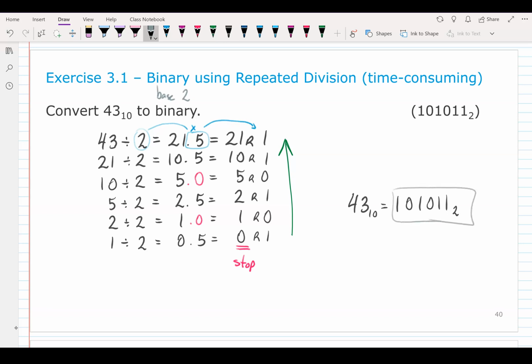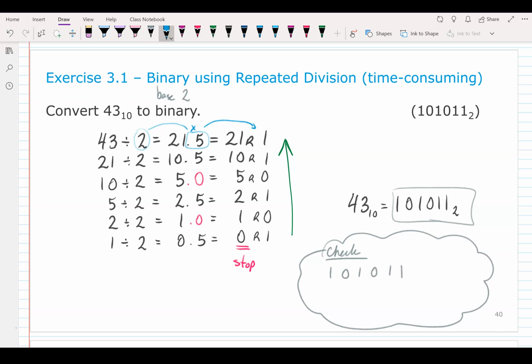And that's how it's done. If you want to check it, we can use our concepts of binary. And I'll just make a little side note here as a check. I'll do it the quickest way I can think of. If we want to check that this number is indeed the correct answer, just use your ideas behind binary.